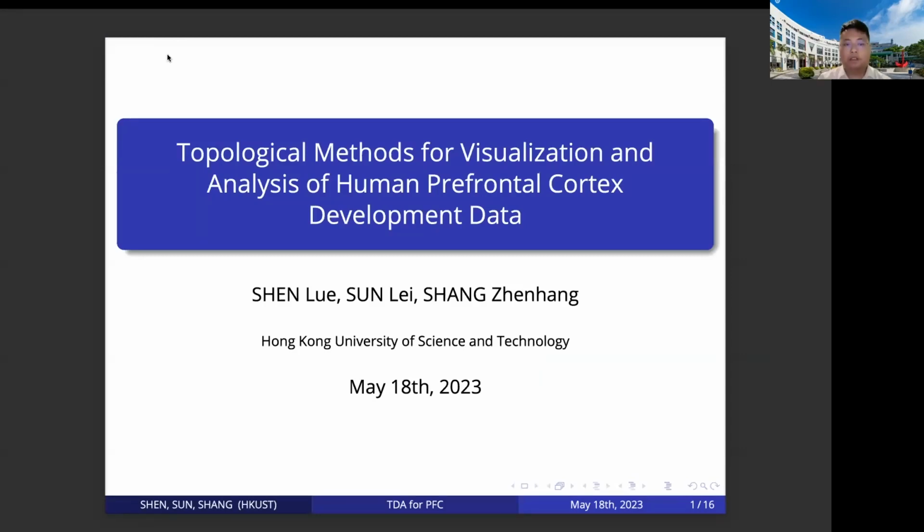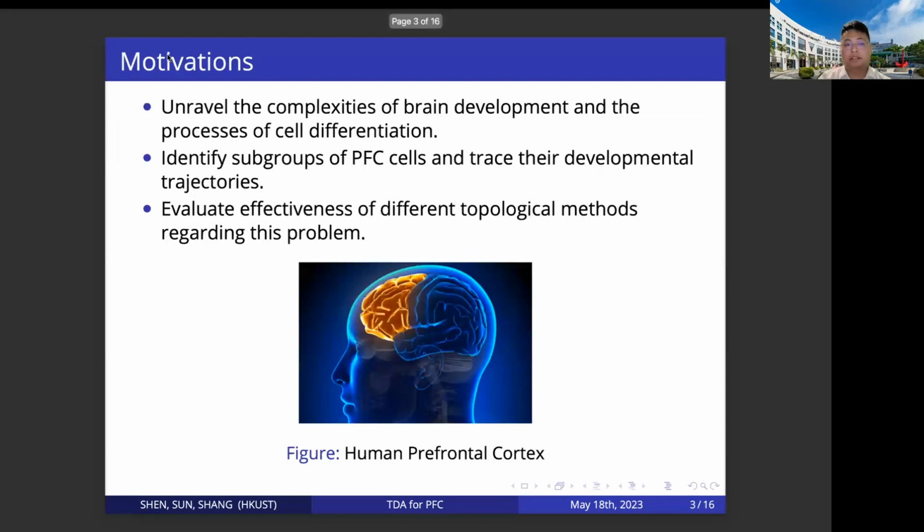Hi there, our topic is to apply topological methods to visualize and analyze human prefrontal cortex data. Here are the contents that we want to cover today. And as shown in this picture, the golden part is the human prefrontal cortex.